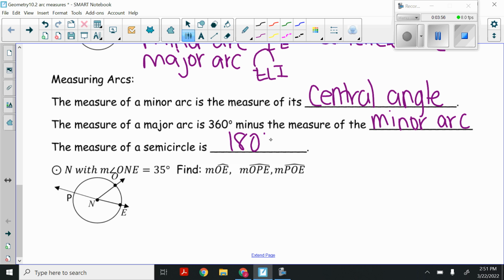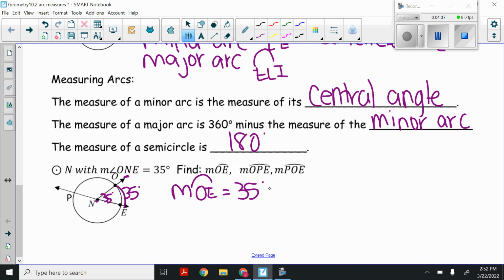So now we're going to work some problems. Okay, now we know everything to work this problem. It says circle N with measure of angle ONE is 35 degrees. So they're giving me that central angle because the center is N and the center is the vertex of that angle. So this is a central angle, 35 degrees. They want me to find the measure of arc OE, arc OPE, and arc POE. OE is this minor arc right here. Minor arc is the same as central angle. Central angle is 35, so the measure of arc OE is 35 degrees.